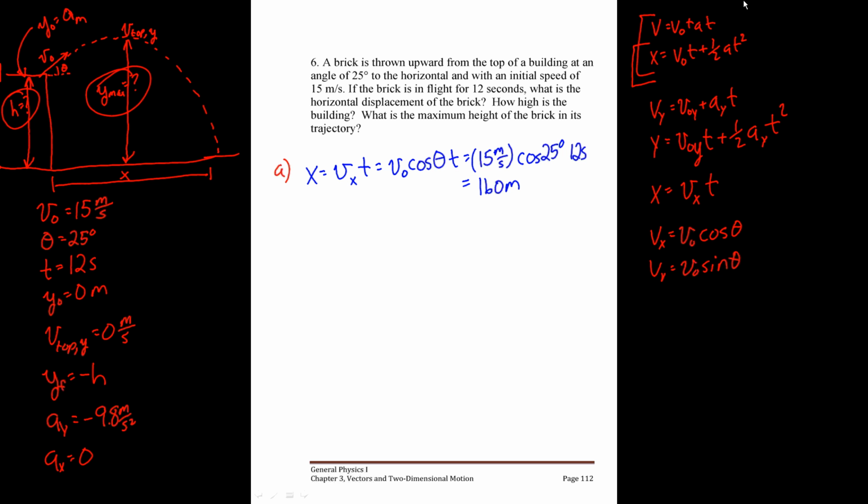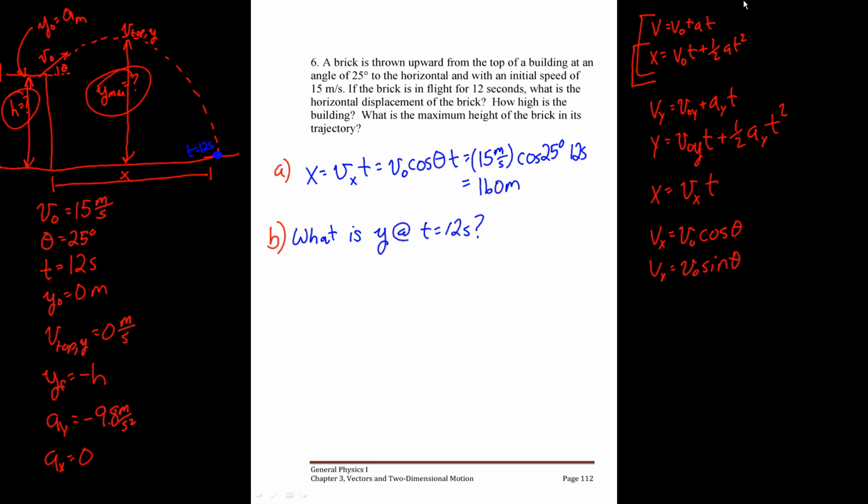Okay, in order to find the height of the building, this is a little tricky. How high is the building? I want to know what is y, what is the position y at t equals 12 seconds? That's really the question that I want to know, because down here, I know that at that point, t equals 12 seconds. So if I can find y at that point, then I know the height of the building.